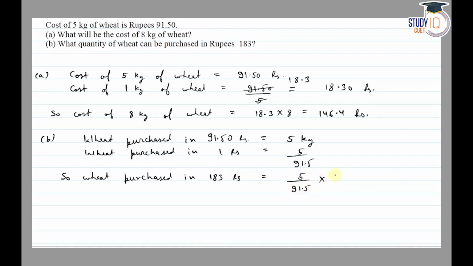5 upon 91.5 into 183. So 91.5 से 183, 2 टाइम कैंसिल आउट हो जाएगा. So 5 2 जा 10 kg is our final answer. So 183 रुपए में हम 10 kg wheat परचेज कर सकते हैं. थैंक यू.